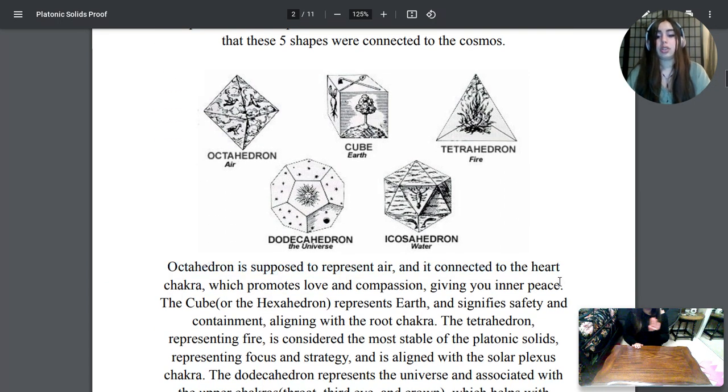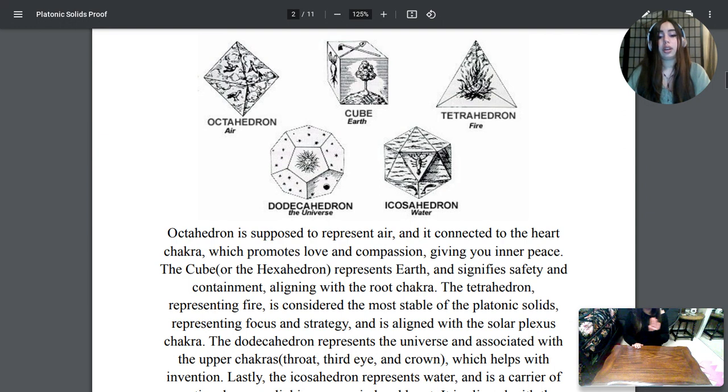So the octahedron is supposed to represent air, and it is connected to the heart chakra, which promotes love and compassion and giving you inner peace. The cube, which represents earth, is also known as the hexahedron because it has six sides, and it signifies safety and containment and aligns with the root chakra, which is at your feet. The tetrahedron is representing fire and is considered the most stable of the Platonic solids, and so it represents more focus and strategy and is aligned with the solar plexus, which is around your midsection.